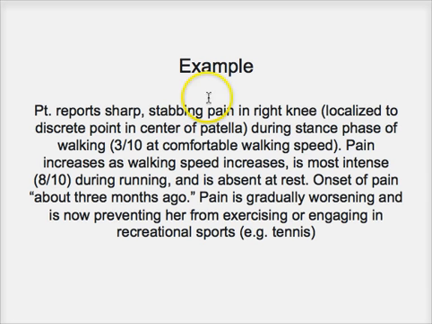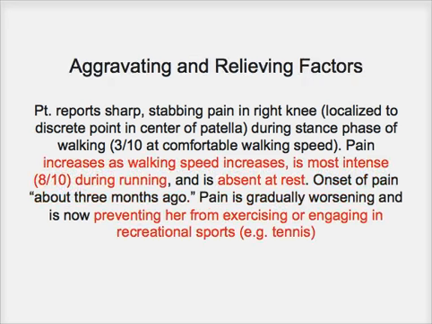And this might be a basic subjective example that you can read there. That's a pretty good description of the pain. And then we can see the different elements here as we cycle through it. So you can see the location of the pain is the right knee, localized there. You can also see the quality of the pain, and we can see the severity of the pain. And we can see the timing of the pain. And we can see the aggravating and relieving factors.